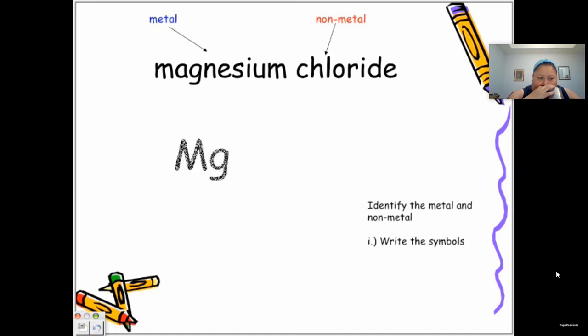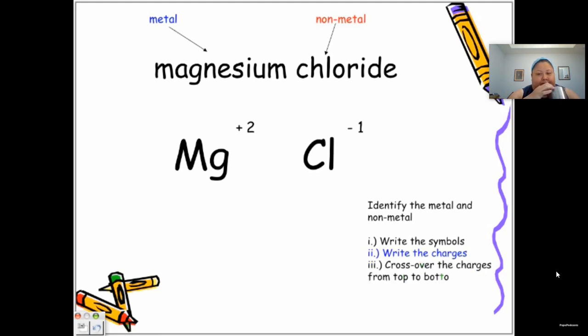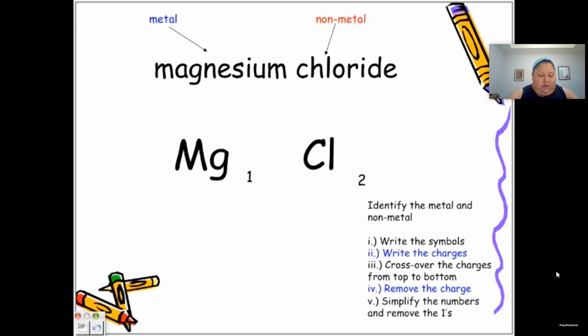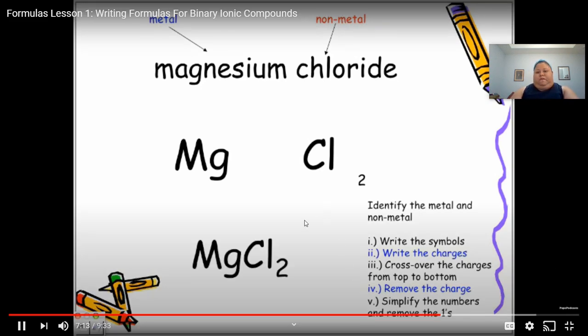So now we can start with the 5-step crossover rule. So we're going to write the symbols, Mg and Cl. Step 2, we're going to write the charges. So the charge for magnesium, +2. The charge for chloride, -1. Step 3, we're going to cross over the charges from top to bottom. Step 4, we're going to remove the charges. Step 5, the first part says to simplify the numbers. We cannot simplify it because it's already in lowest terms, 1 to 2. So now the last part of the final step is to remove the 1. And now the formula for magnesium chloride is MgCl2.